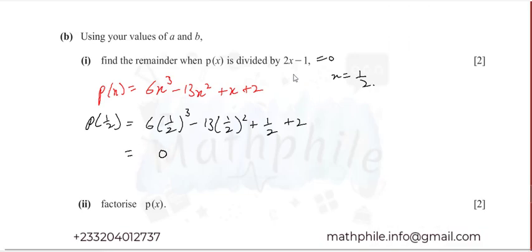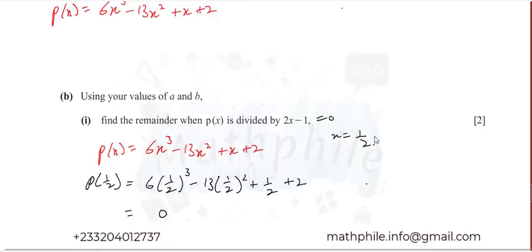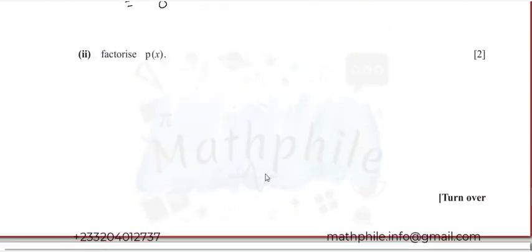So it means that 2x minus 1 is also a factor. That's quite interesting. So let me confirm. Yeah, 2x minus 1 is also a factor. So we've gotten 2 factors already. So let's get the third factor. So factorize p of x.